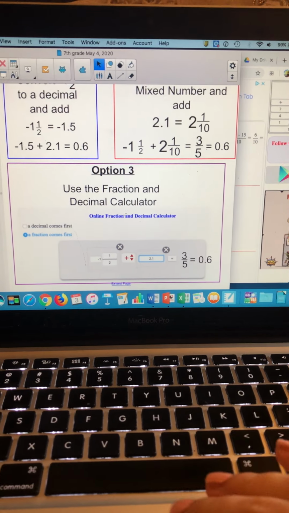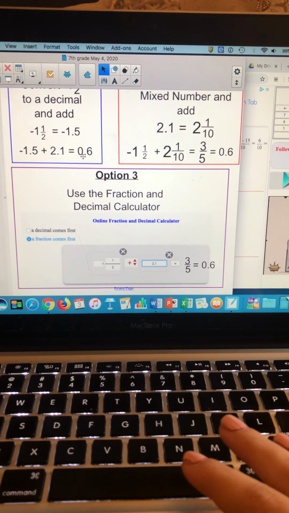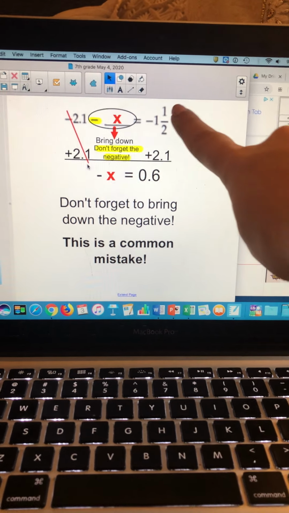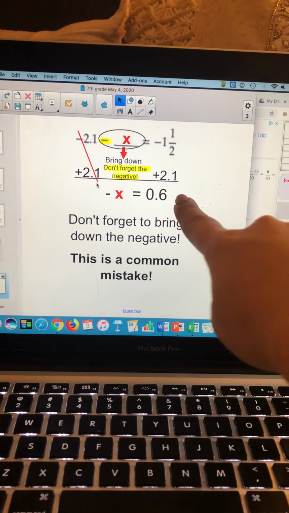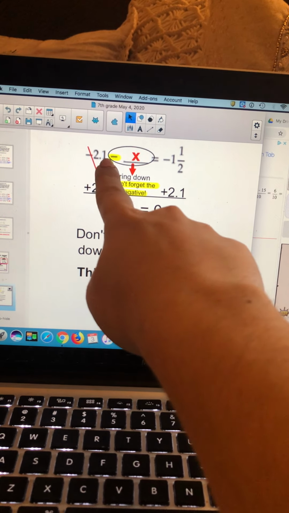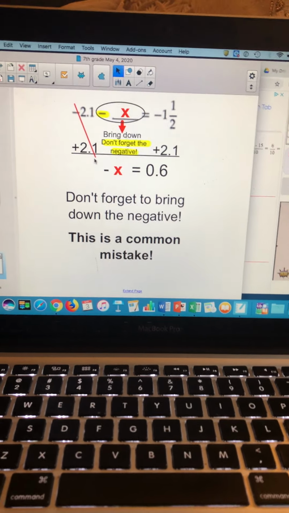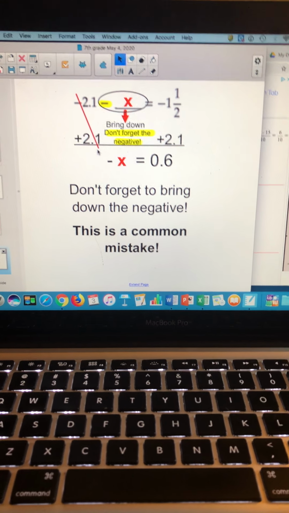Okay, so some of you might be wondering, well, we just showed that 0.6 was not the correct answer, and that's correct. Here is where the common mistake happens. So you know that this combination is 0.6. What a lot of students forget is that this x was actually a negative x because there was a minus in front of it. So this is now negative x equals 0.6, and x is not isolated yet.